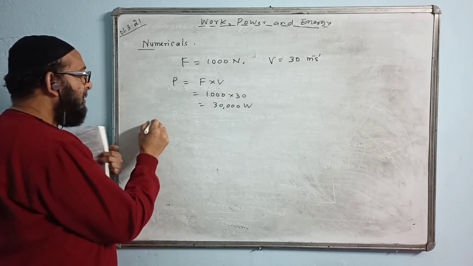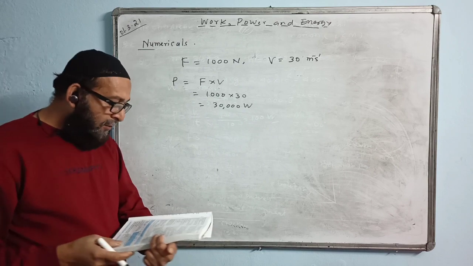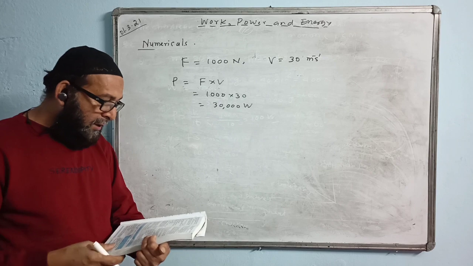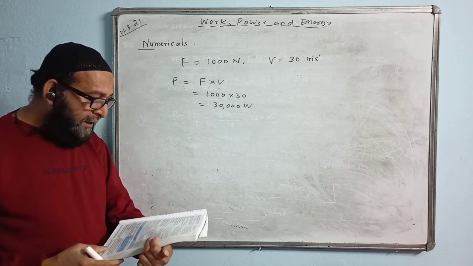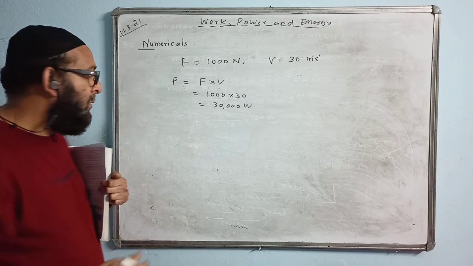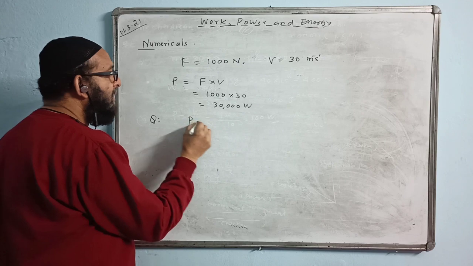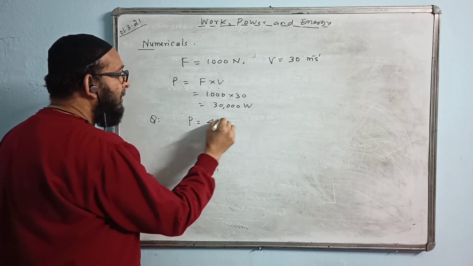Now next question is, the power of a motor is 40 kilowatt. At what speed can the motor raise a load of 20,000 Newton? So, in this question, the power is given 40 kilowatt.